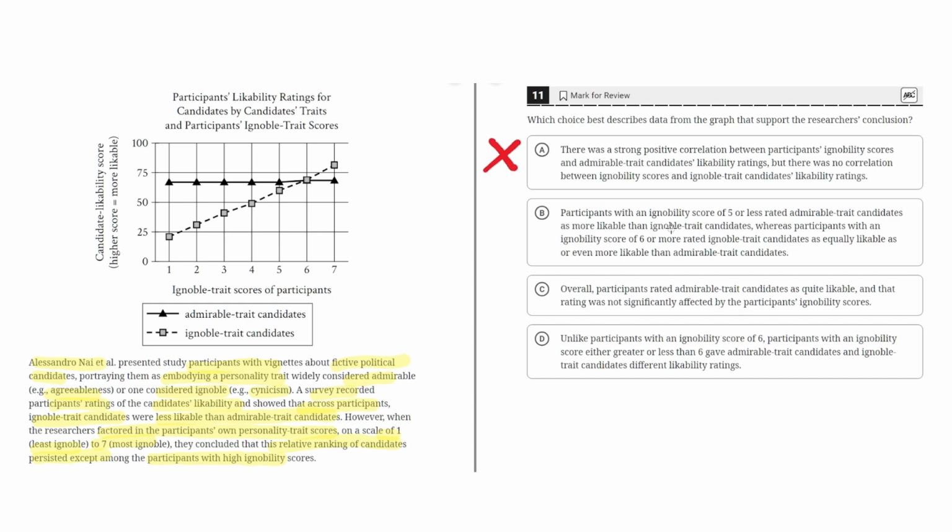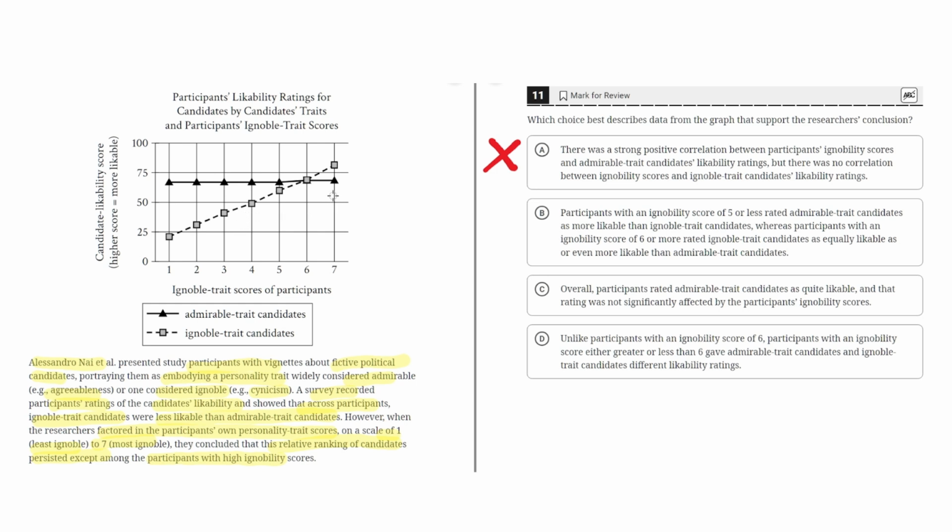B. Participants with an ignobility score of 5 or less rated admirable trait candidates as more likable than ignoble trait candidates, whereas participants with an ignobility score of 6 or more rated ignoble trait candidates as equally likable or even more likable than admirable trait candidates. So looking at this, we can clearly see that this seems to be the correct answer, because it highlights proper information from the graph that supports the claim made in the text, which is that participants with high ignobility score did not follow the same general trend of liking the admirable trait candidates and disliking the ignoble trait candidates.